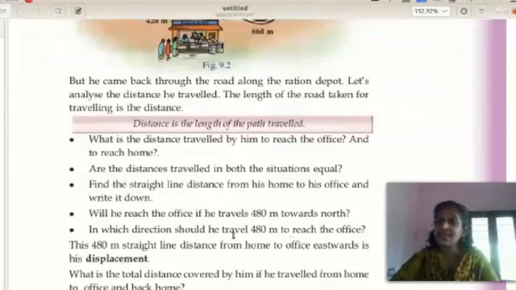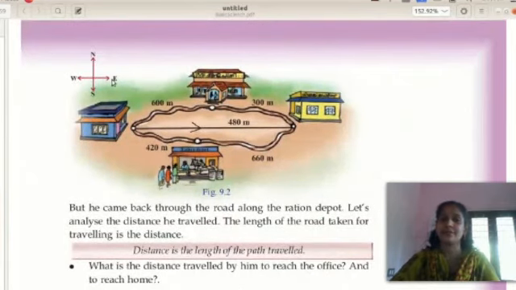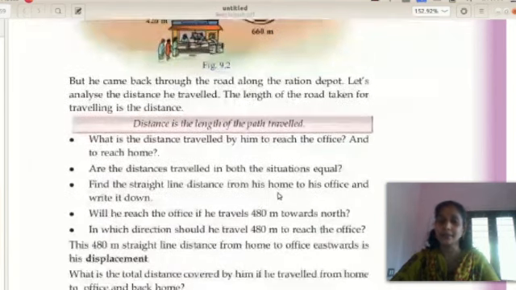In which direction should he travel 480 meters to reach the office? East direction. If he travels only in the east direction, he can reach the office through this straight line distance. That is, the straight line distance covered is 480 meters.